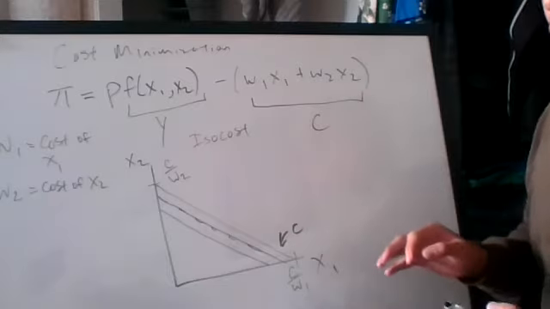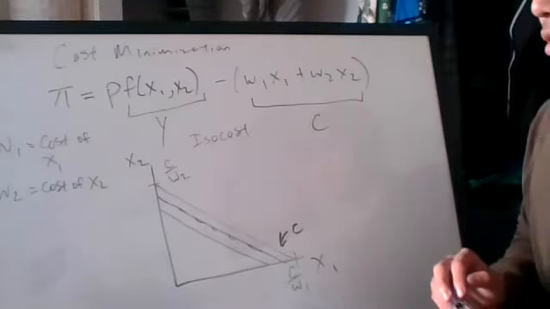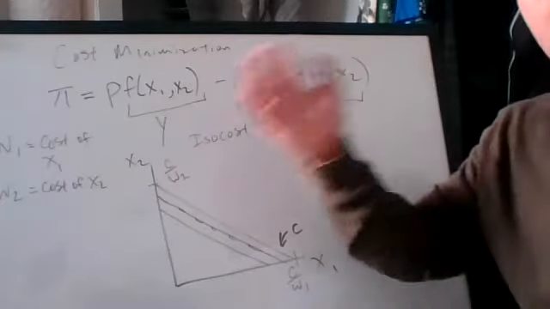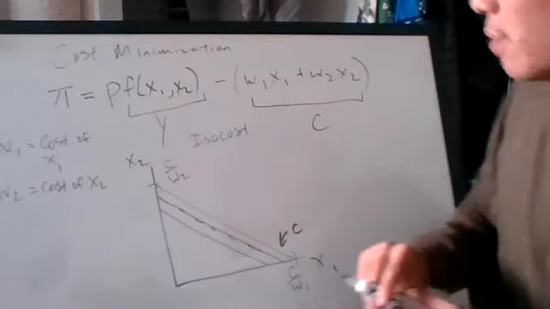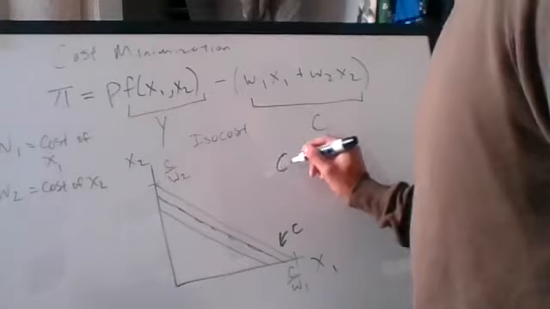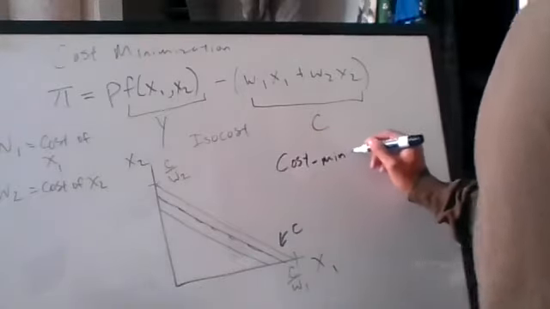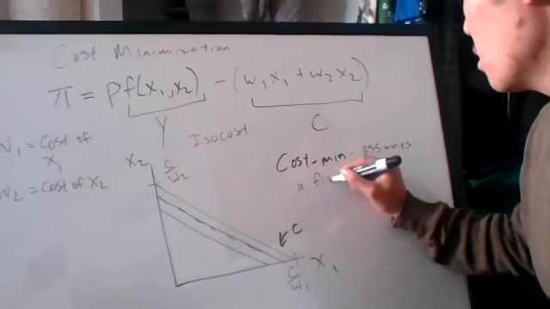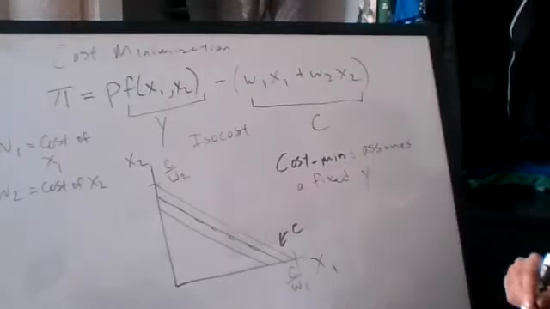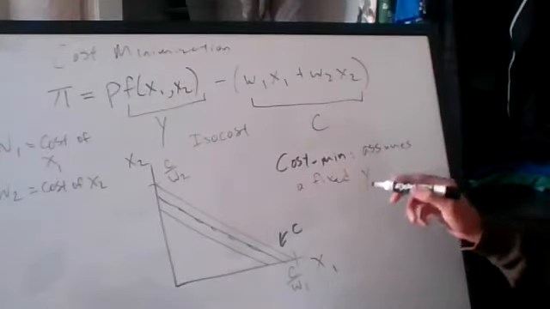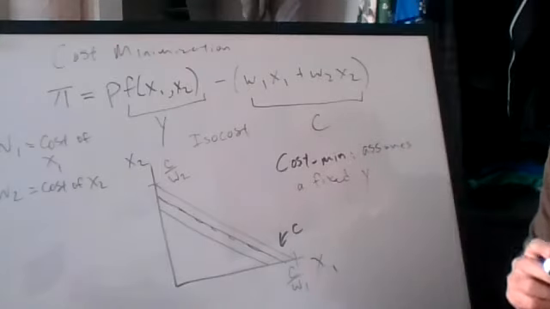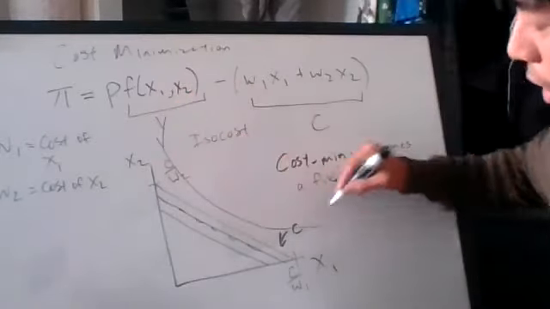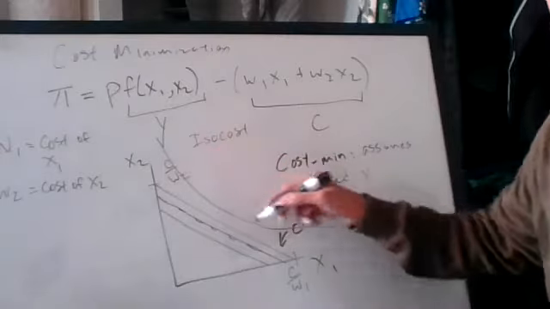So when it comes to cost minimization, the difference between cost minimization and stuff that's going to be on the final is that cost min, right, assumes a fixed y, right? And so what does that mean, right? It essentially means that my isoquant is going to be fixed, right? Meaning that I have a specific isoquant that looks like this, and this is the only isoquant that matters to me, right?